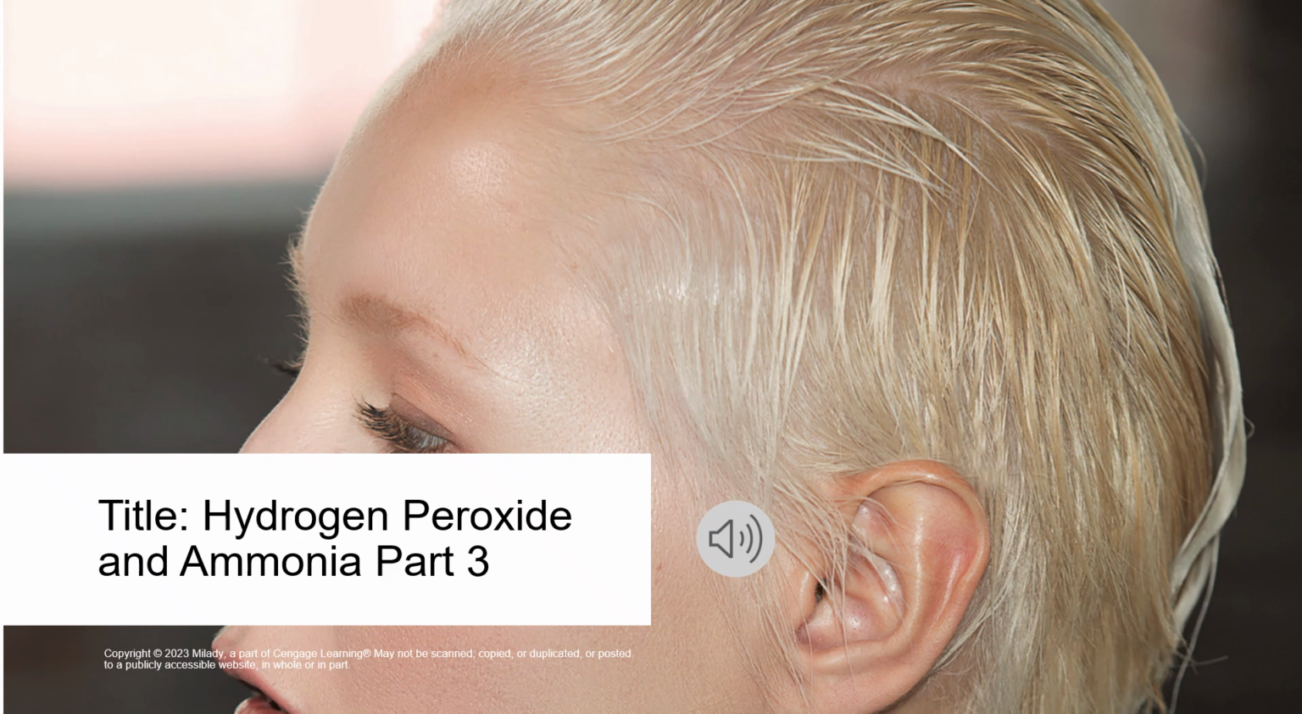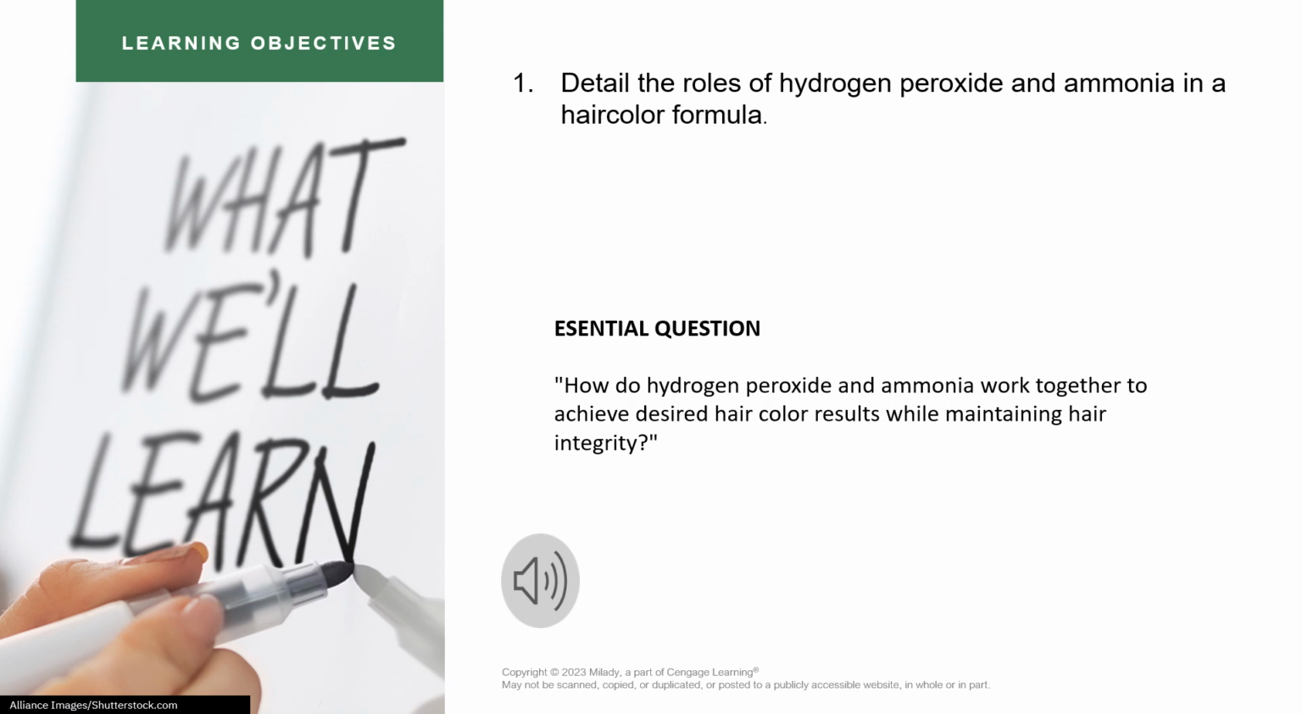Hydrogen peroxide and ammonia, part 3. Learning objectives. 1. Detail the roles of hydrogen peroxide and ammonia in the hair color formula. Essential question. How do hydrogen peroxide and ammonia work together to achieve desired hair color results while maintaining hair integrity?